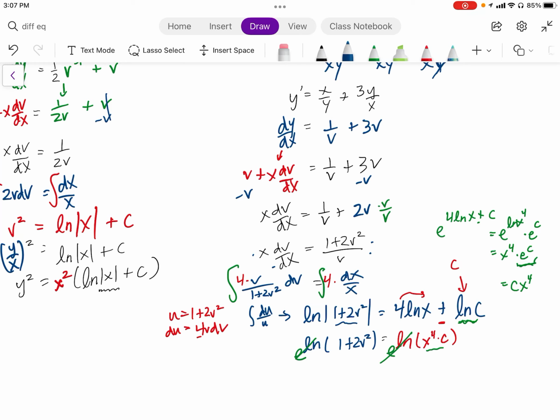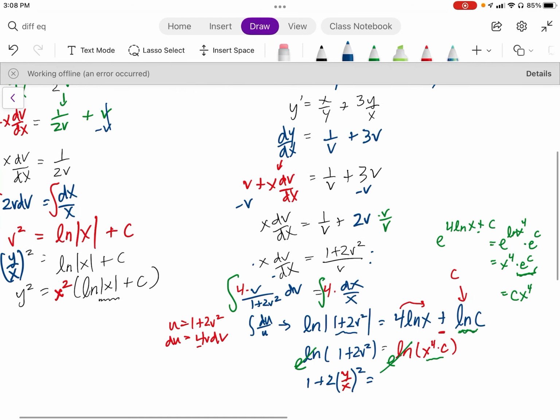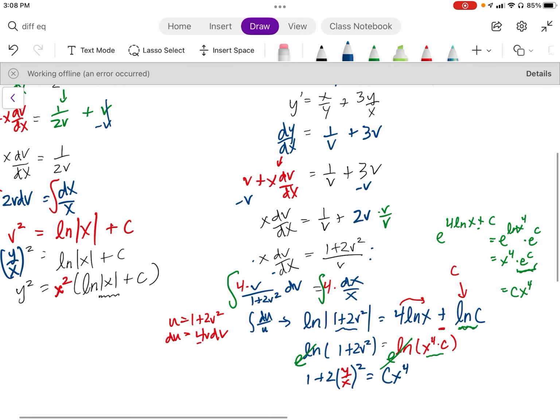All right, so last thing, again, we don't have v, right? We have y's and x's. So 1 plus 2v squared is equivalent to 1 plus 2 times (v was y over x) squared equals x to the fourth times c, or actually often we'll usually write c x to the fourth. Okay. Not a whole lot we could do.